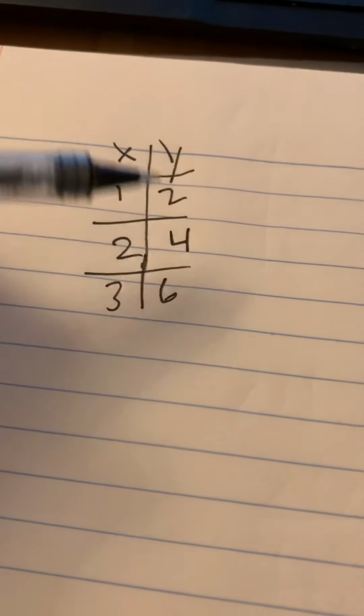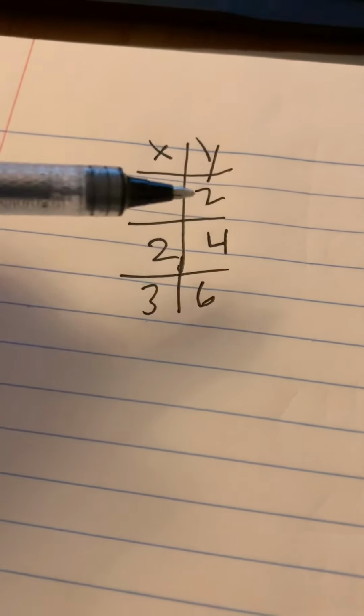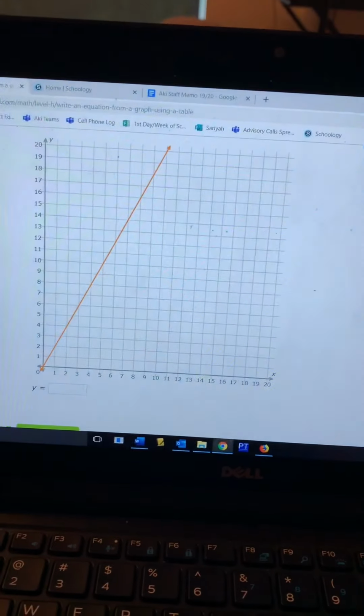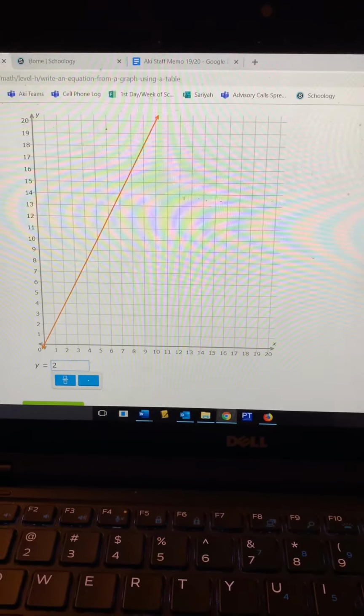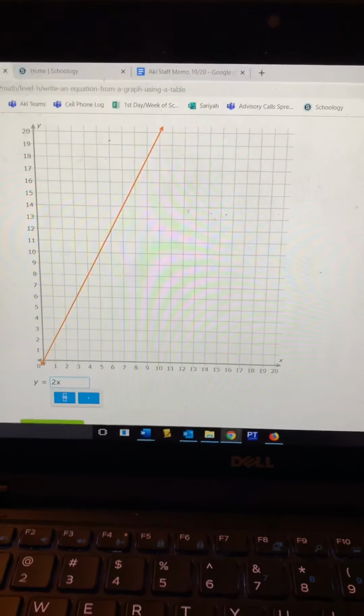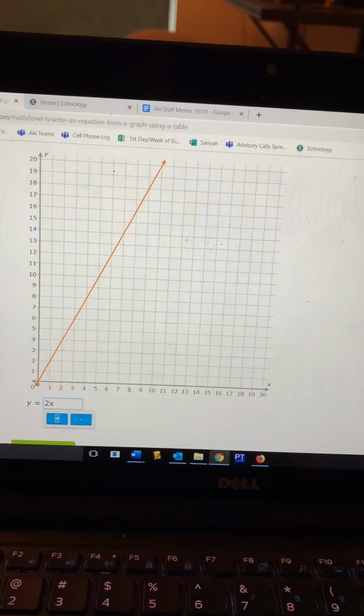So now I can look at my table that I filled out here. What's happening to these x values, 1 to 2, 2 to 4, 3 to 6, to get the y values? The x values are being multiplied by 2. So our equation is y equals 2x, okay? Let's hit enter, get that right.